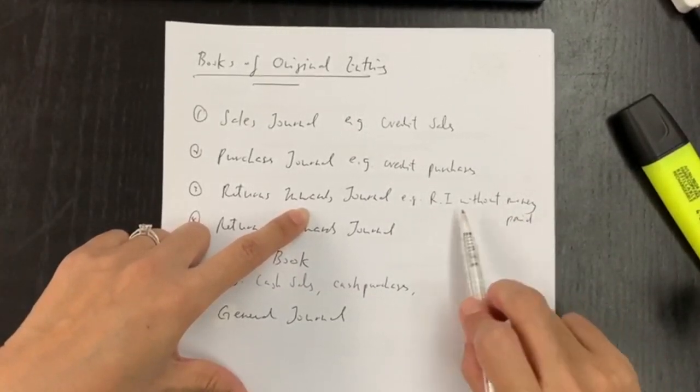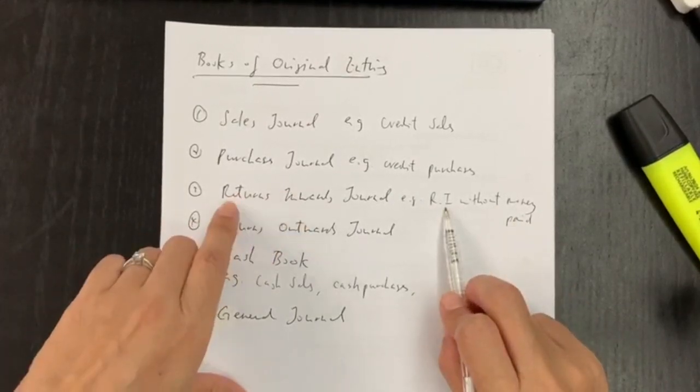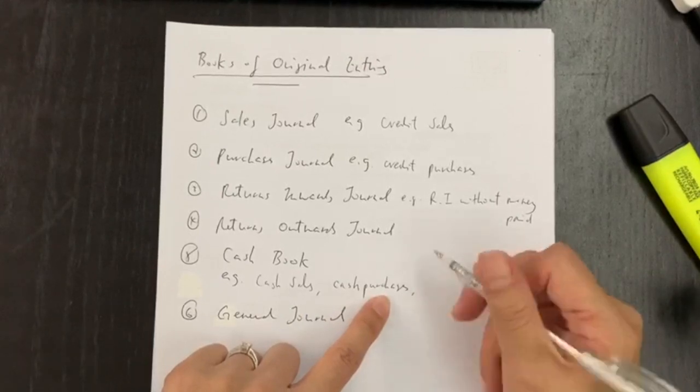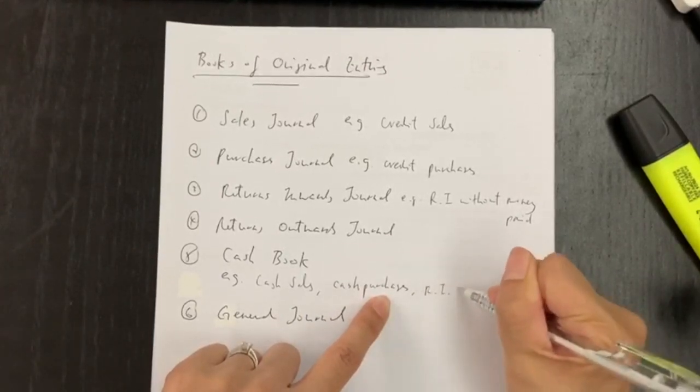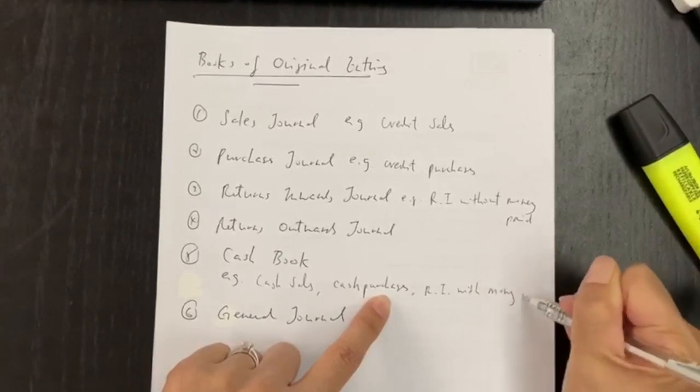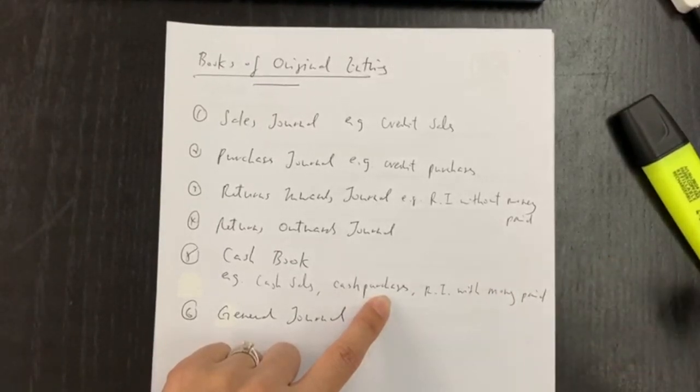What if we have money paid to customers on return inwards? Then it will be in the cash book: return inwards with money paid.